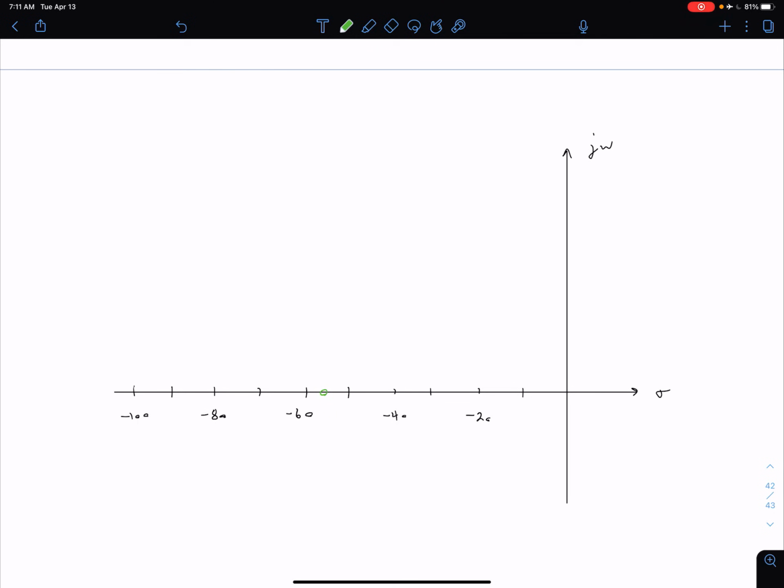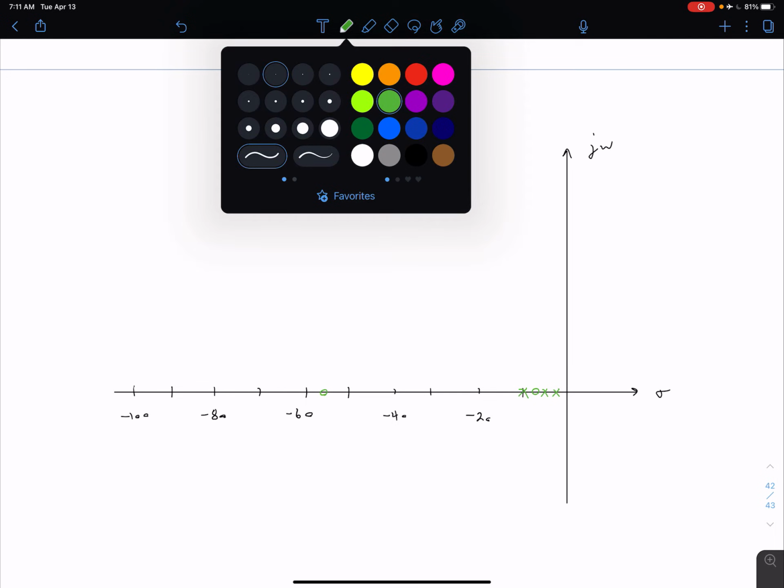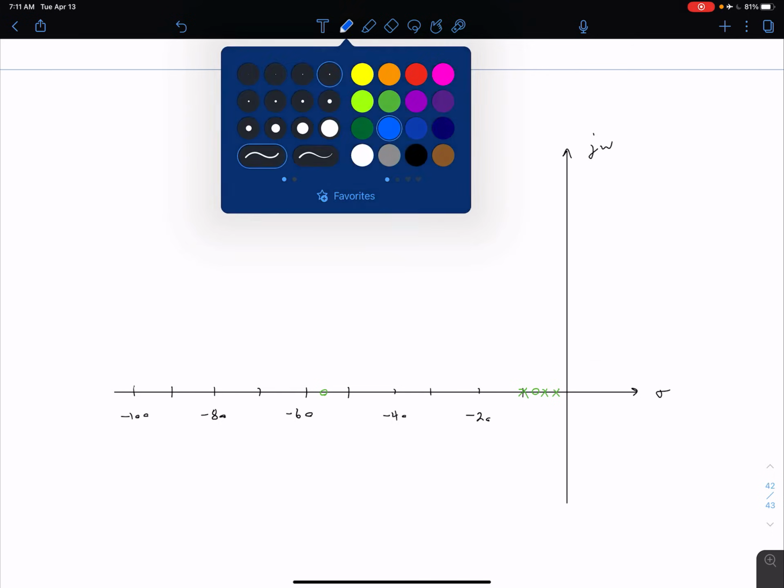We know from our original system, we also have a zero at 8. So let's say that's right about there. We have a pole at 10. We have a pole at -6 and a pole at -3. So now we get something that looks like this. So we can plot our root locus. Let's come in here and plot our root locus.